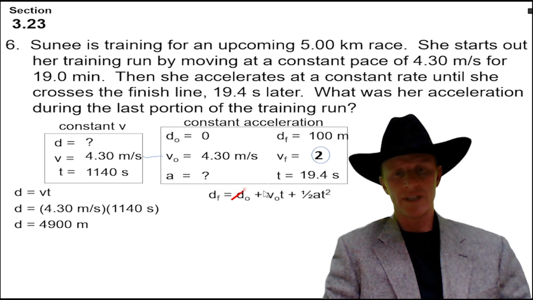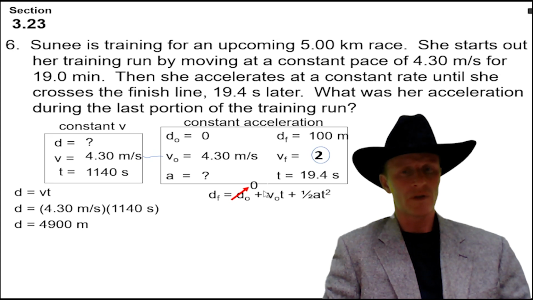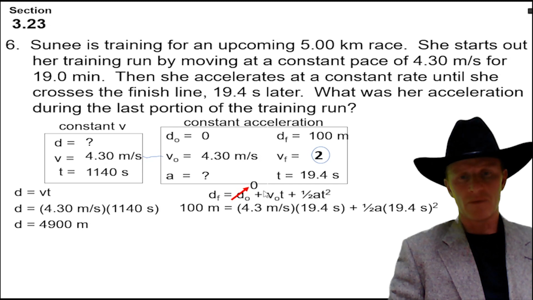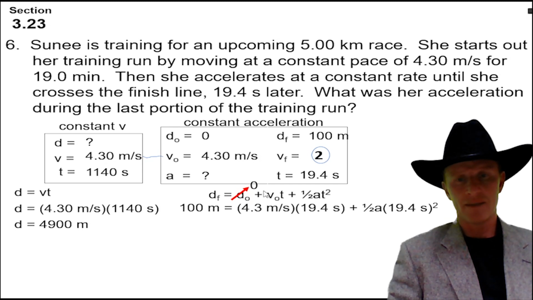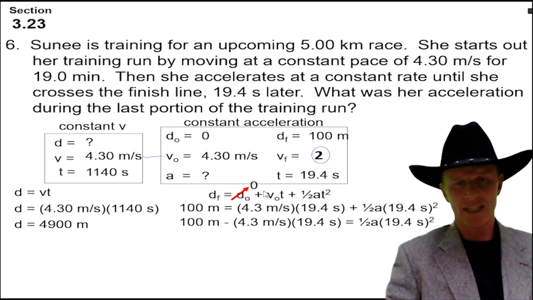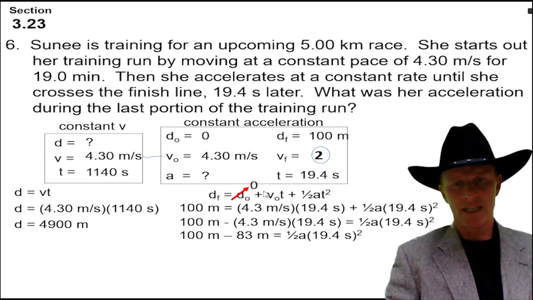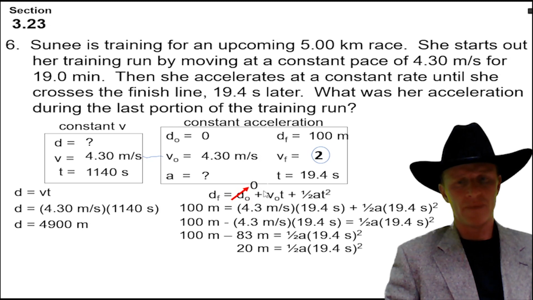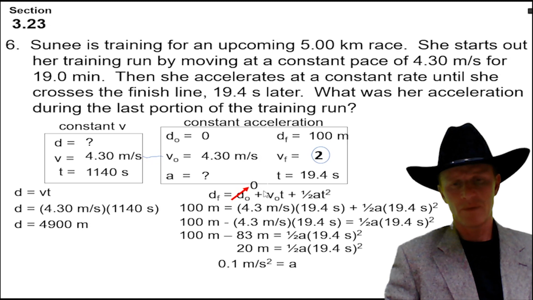So there it is. We have a DO dropping out. DO seems to always drop out. Throw the numbers in. Find that product there, 4.3 times 19.4 to 1 sig fig. We have to minus that to 1 sig fig. And then we're looking at 20. 20 to 1 sig fig. And then divide it by 0.5 and then divide it by 19.4 squared. And we end up with 0.1 would be the acceleration.